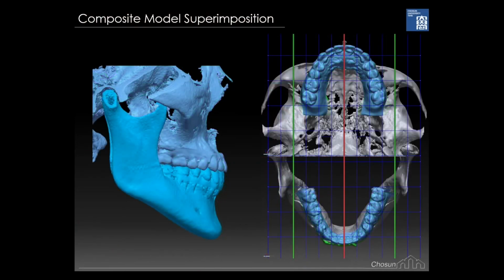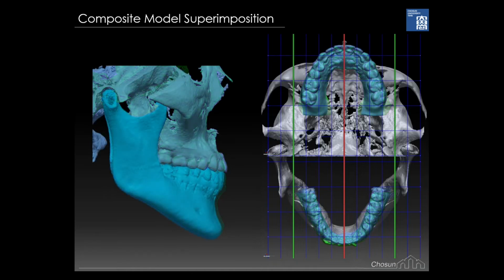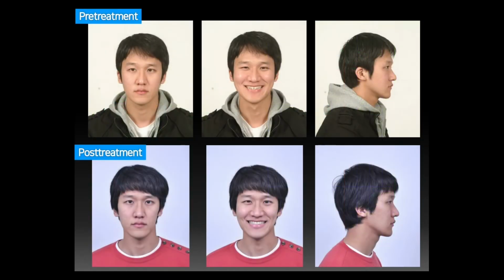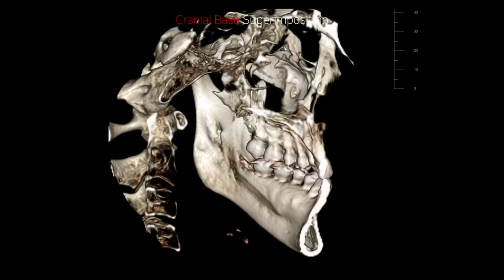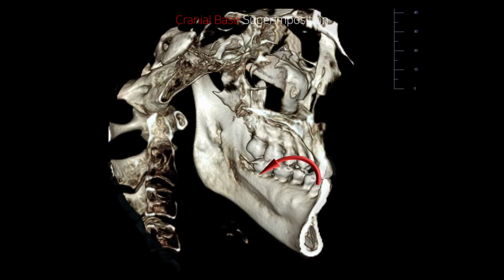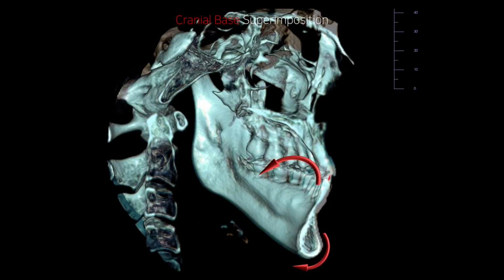Superimposition of CBCTs and digital models showed flaring of maxillary incisors, mandibular molar distalization, and clockwise rotation of the mandible. Although the facial change was minimal, chin prominence was improved. This counterclockwise rotation of the occlusal plane and extrusion of mandibular incisors resulted in clockwise rotation of the mandible.